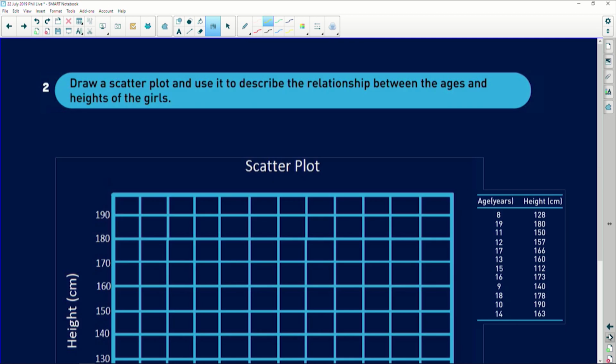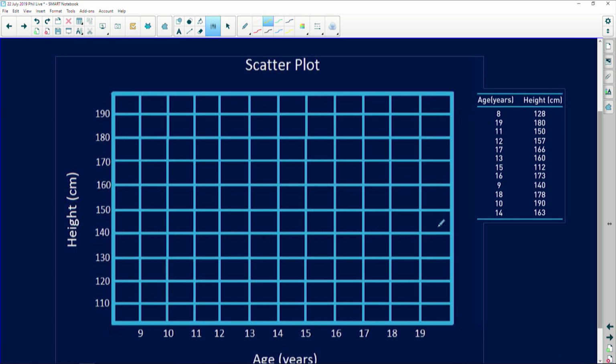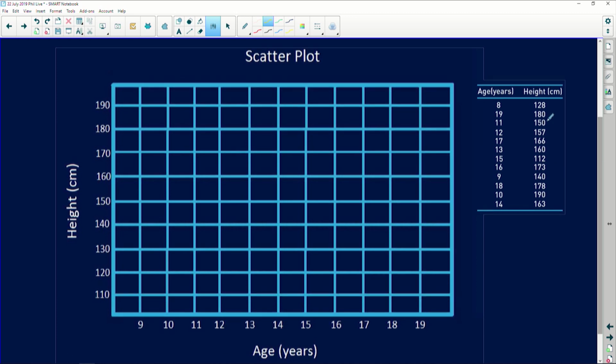Okay. Secondly, it says draw a scatter plot and use it to describe the relationship between the ages and heights of the girls. Okay, so firstly, we're going to draw the scatter plot. In your exam paper, you will be given this grid. You're not going to be expected to draw the grid out. I've just put our data here so I can reference it easily. So let's just plot this quickly. Obviously, this is going to be 8 here. So at 8, it's 128. At 19, it's 180. At 11, it's 150. At 12, it's 157.